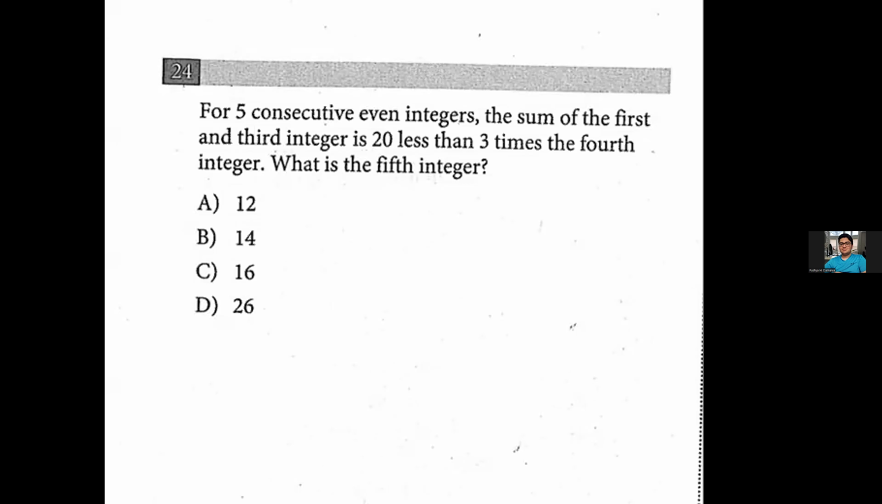Okay, so for question 24. For five consecutive even integers, so the first thing that we're given is that they're consecutive even integers, and then we're given more information, but let's first just focus on the first part. So for five consecutive even integers, and the answer they give is the fifth integer, so we can just work backwards. So for A, it would be 12, 10, 8, 6, and 4.